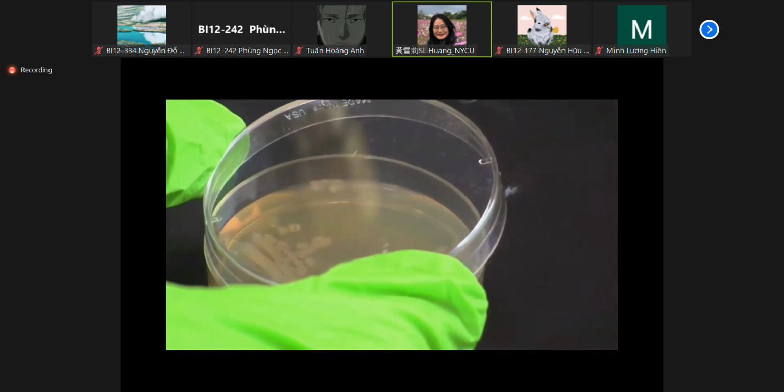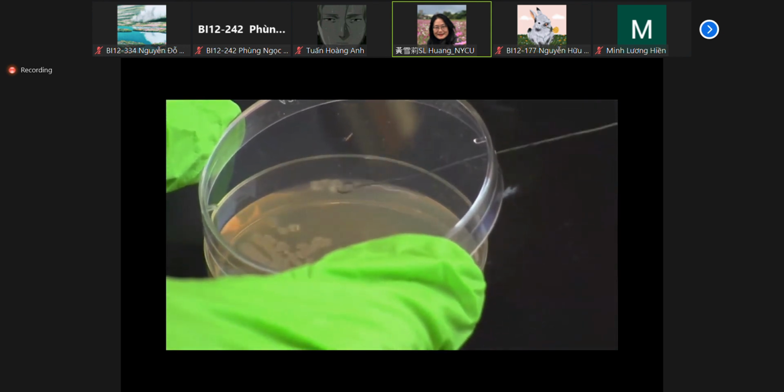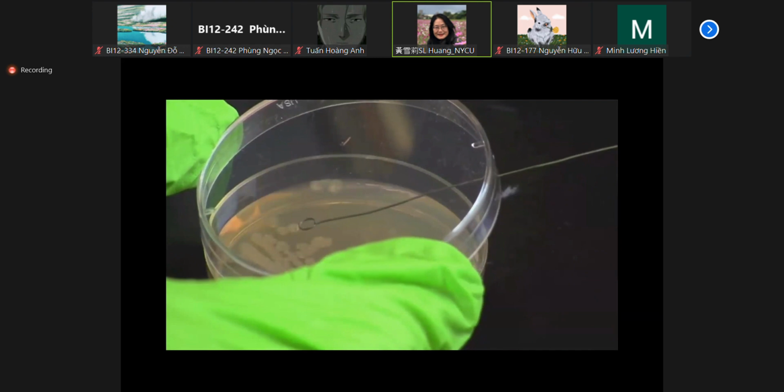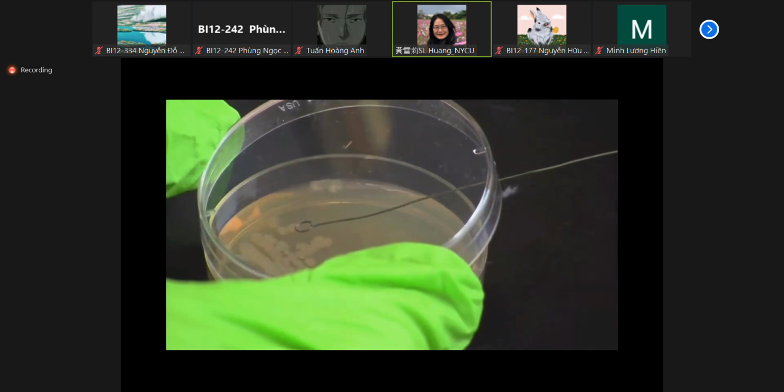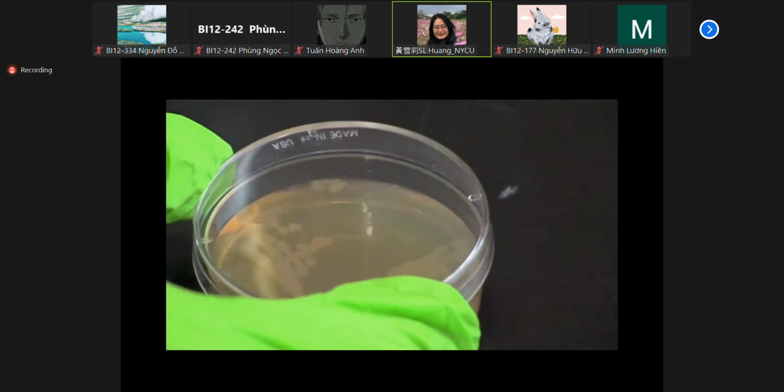You can lightly touch the loop on an empty spot on the bacterial plate to make certain the loop is cool. Gently scrape a colony from the surface of the plate so that it collects on the loop.